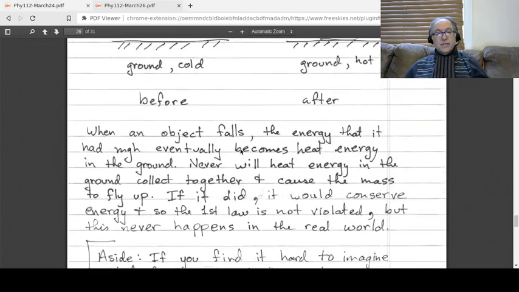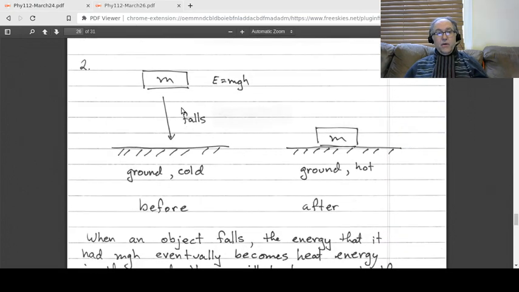So this is exactly what I'm indicating up here, except that this is not a common everyday experience because we just can't detect these small changes in temperature and so on. But if you had a really, really heavy mass here, and it fell on something, and you measured the temperature before and after, yeah, you would see that the temperature increased.